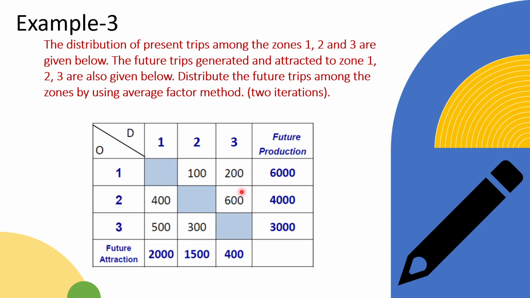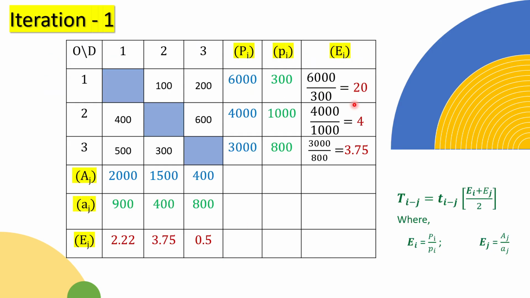They didn't consider the trips occurring within the zone. So we have only 6 values, but production and attractions are given. So we have to find EI and EJ separately. We have the future production and future attraction. Now calculate the present production, which is 100 plus 200, here it's 400 plus 600, 500 plus 300, 800. Now you can calculate EI as future divided by present. So you got 24 and 3.75.